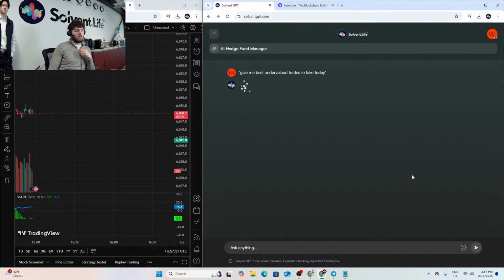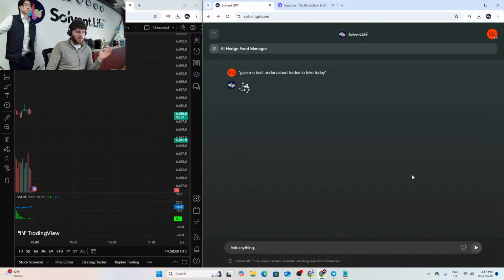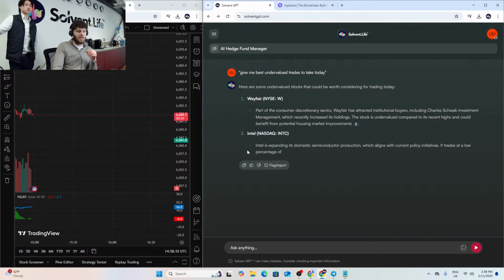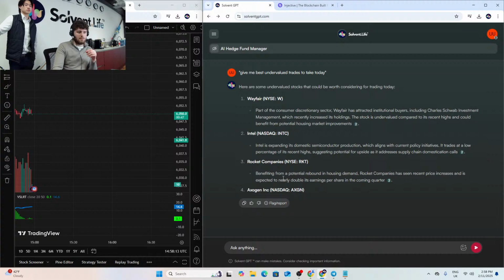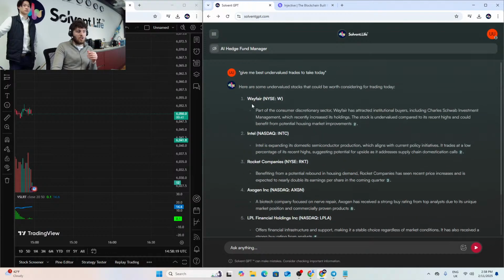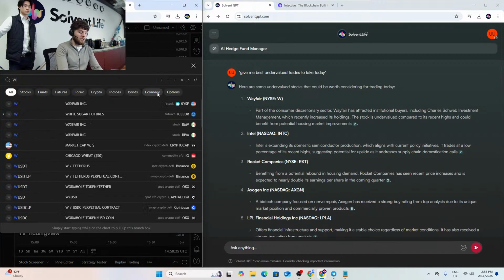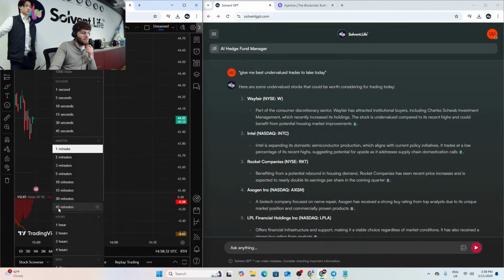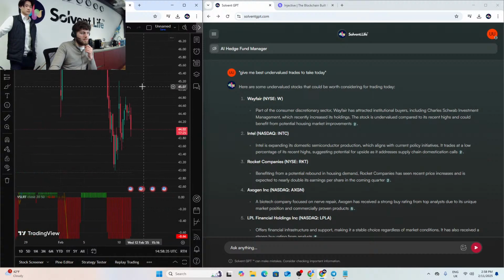If Google was able to give you this information, a lot of people would pay for this. This is a fantastic question to ask. Some people would pay for this question alone. If there was a software that told them every single day what the best trade to take is, I can guarantee you'd pay a lot for that software. This software does a lot more than just this. Wayfair, Intel, Rocket Companies, Axogen, LPL Financial Holdings. Amazing. Huge amounts of information at your fingertips. We can go forward and look at Wayfair to see how they're performing. Fantastic. Very undervalued.